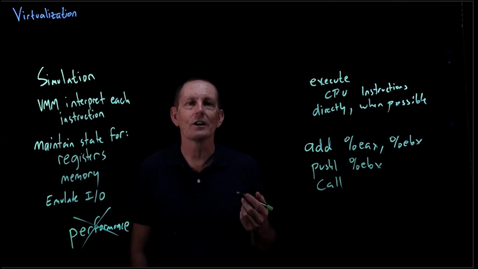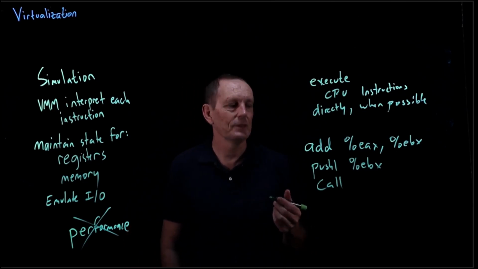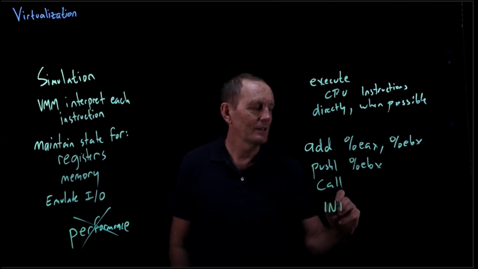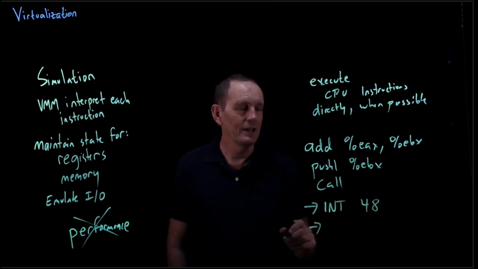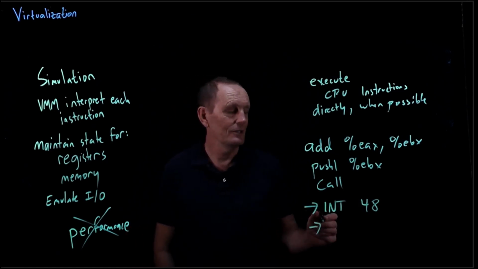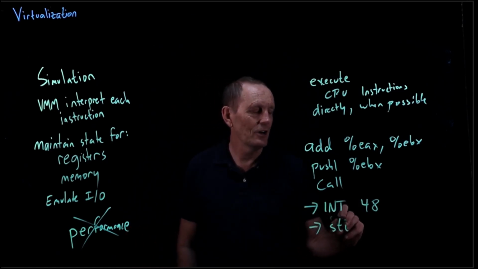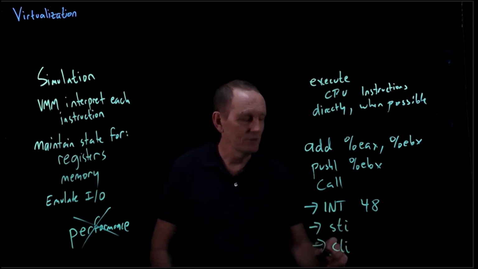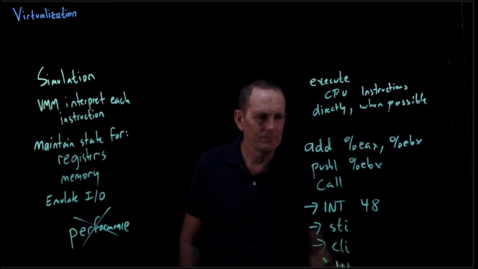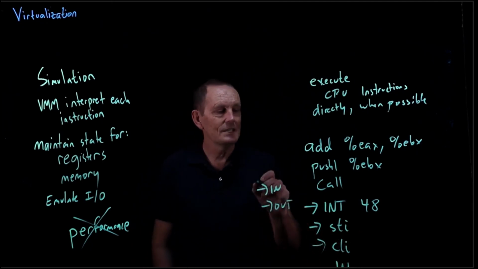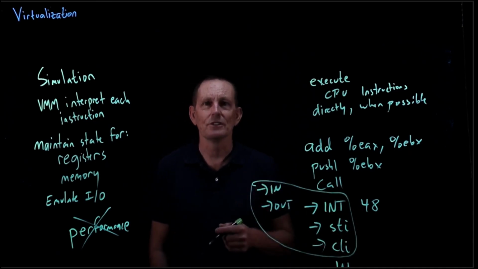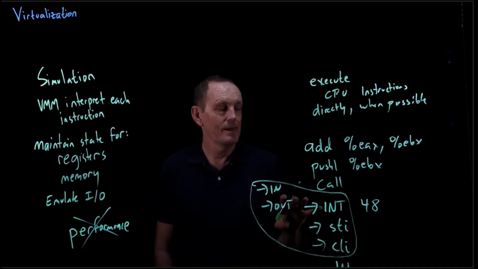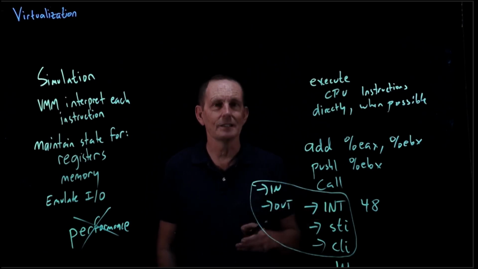The problems are any privileged instructions. So if you had something like an interrupt 48, that is an issue. Or if, let's say, you're running kernel code and you do something like turn on or off interrupts, those would also be problems. So any of those privileged ones, in, out, etc. So these you couldn't run directly, plus all other privileged instructions, because this would violate the safety requirement.